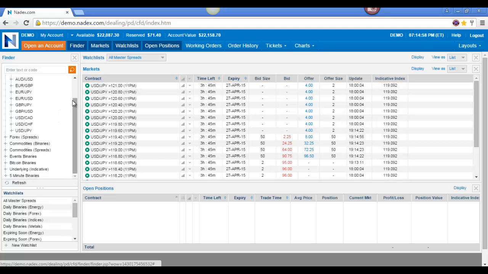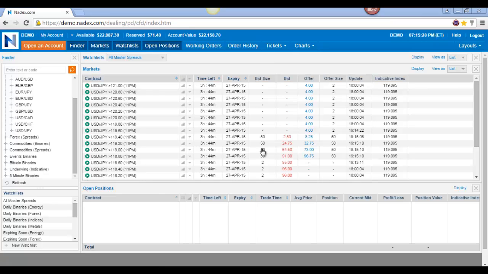Now, you could literally trade Nadex binaries 23 hours a day. They open up at 6 o'clock on limited markets on Sunday evening. And again, that's 6 o'clock Eastern time. And then they'll close out at 5 o'clock on Friday, Eastern time. Now, every day between 5 and 6 p.m. Eastern time, Nadex is closed. They don't offer binary expirations between 5 and 6 p.m. Eastern time.